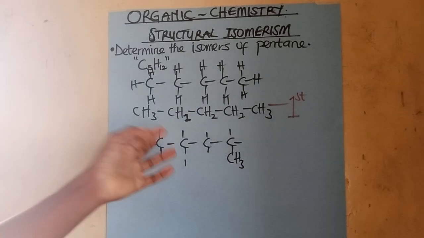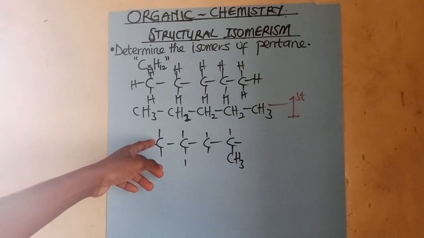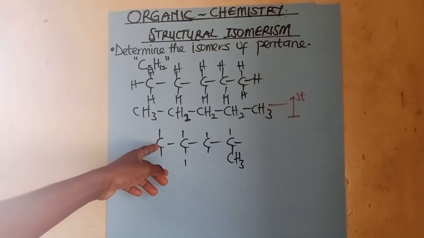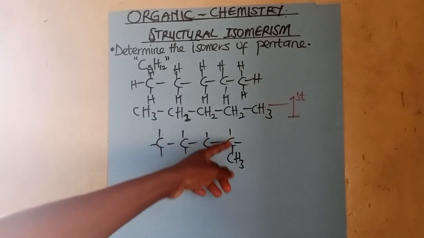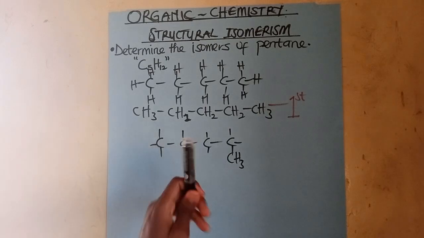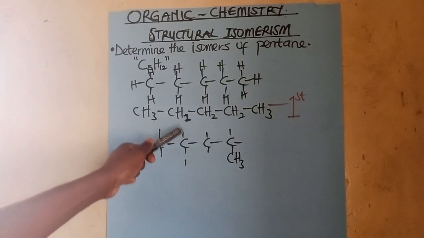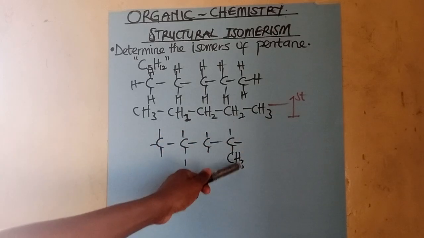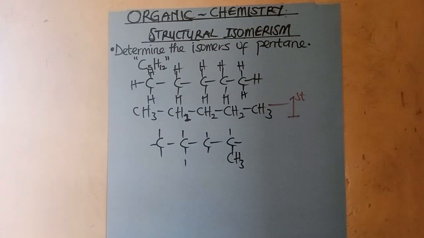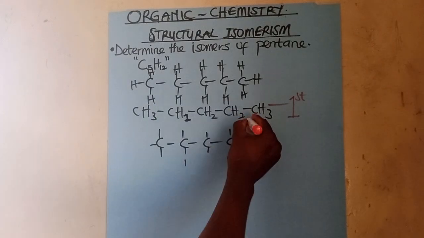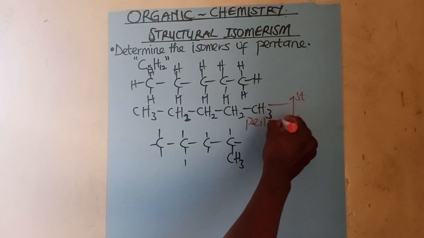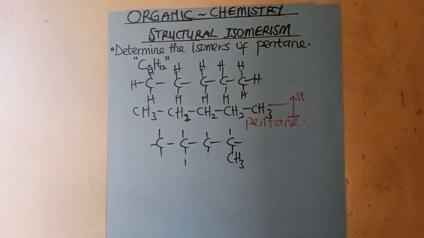But now let's name this. If we should name it, this has 5 carbon atoms, 1, 2, 3, 4, 5. And it has 12 hydrogen atoms: 1, 2, 3, 4, 5, 6, 7, 8, 9, 10, 11, 12. Can you see that now? We are obeying the definition of isomerism. Don't forget that this particular one, the name is pentane. That's the first isomer of pentane itself.